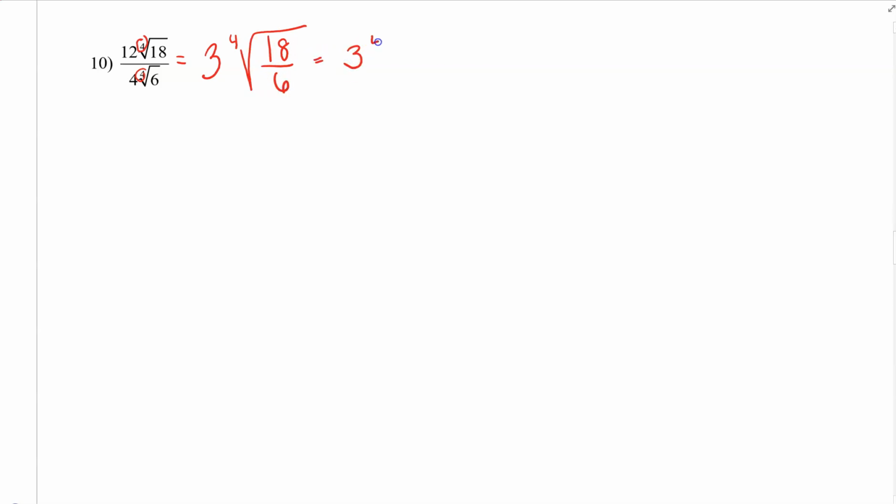So that means I get 3 times the 4th root of 3 because 18 divided by 6 is 3. Now the 4th root of 3 cannot be further simplified, so this one is done. But basically, the point of this example was just to show outside numbers get divided with each other. 12 and 4 divide to 3. Inside numbers get divided with each other. 18 and 6 also divide to 3.